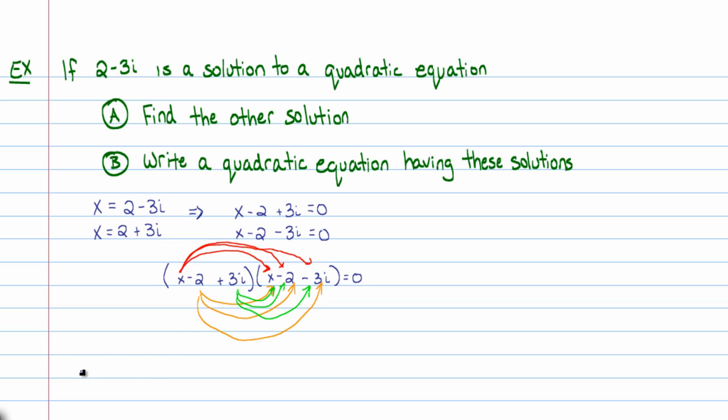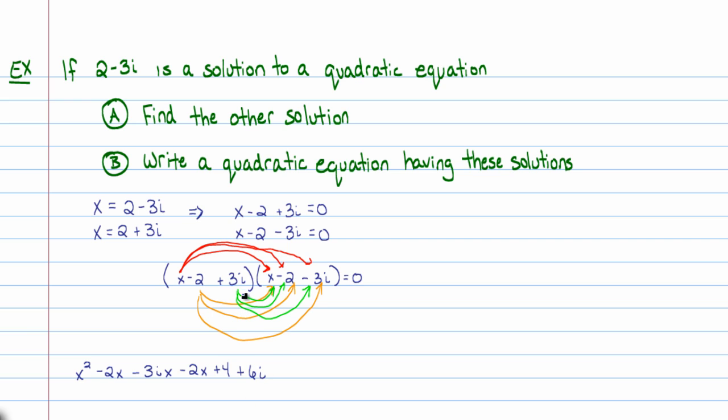We'll do the red stuff first. x times x gives me an x squared. x times a negative 2 gives me a negative 2x. x times a negative 3i is a negative 3i times x. Now we'll do the stuff in orange. Negative 2 times x is another negative 2x. And negative 2 times a negative 2 is a positive 4. A negative 2 times a negative 3i is a positive 6i.